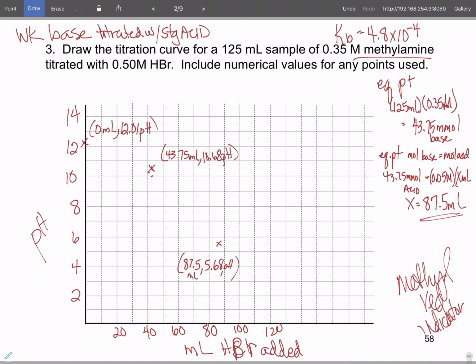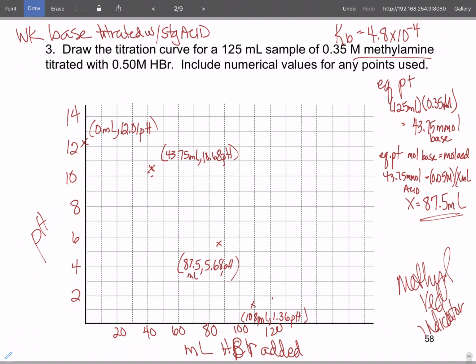And then my last point, we can use either one. If we want to go with the last one, we use the infinity. So on this one, we'll use 108. So 108 would be about right here, and our pH is 1.36. So somewhere around here. So this point is 108 milliliters and a pH of 1.36.